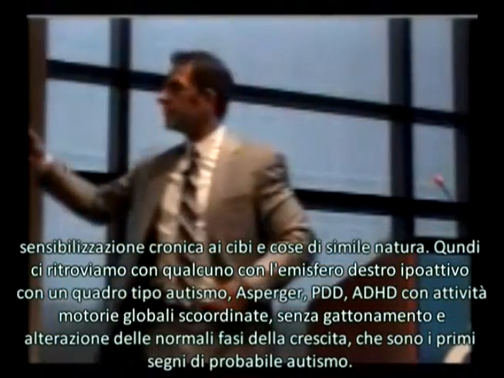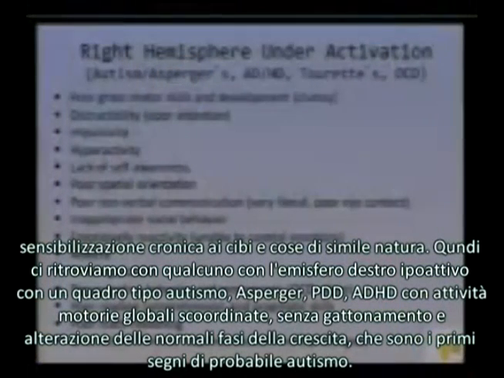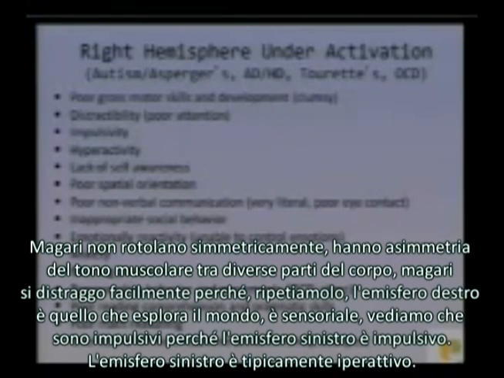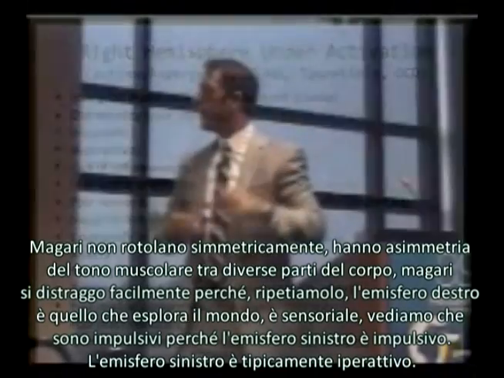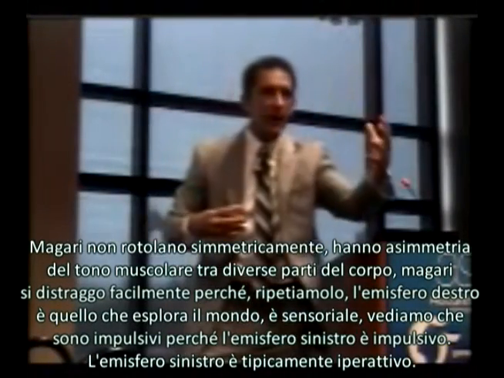So what we end up with is someone with a right hemisphere underactivation, something like autism or Asperger's or PDD or ADHD. We have things like poor gross motor skills where they don't crawl, they don't meet their milestones, which are the first signs that autism is probably developing. They may not roll over equally. They have an asymmetry of muscle tone between their body. They may be distractible because, again, the right side of the brain is what pays attention to the world and its sensory. We see that they're impulsive because the left brain is impulsive. The left brain is typically hyperactive.